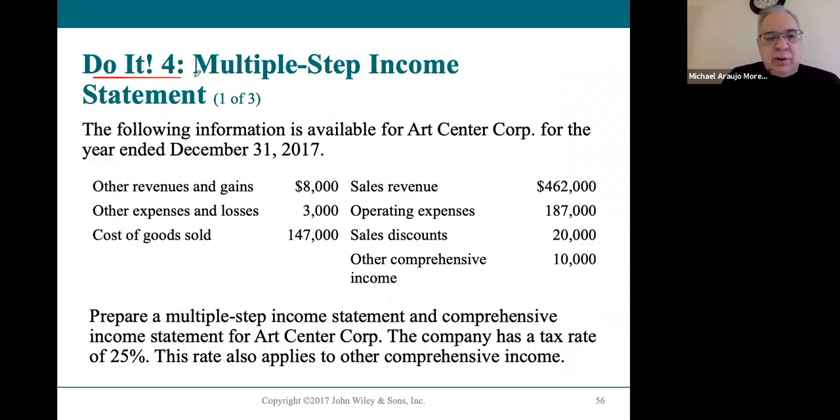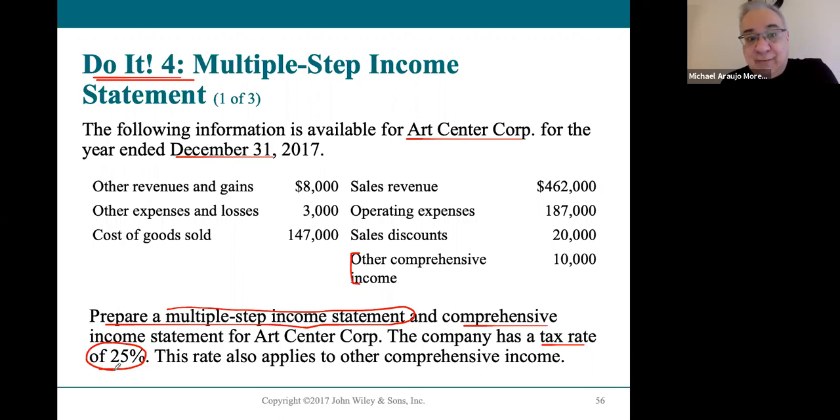Okay. So here's your do it exercise number 4 on the multi-step income statement. The company is Art Center Corporation. The year ending is December 31st of 2017. And here are all your numbers. And they're going to ask you to prepare a multi-step income statement. That's the most important thing. They're also going to ask you to add the comprehensive income. Okay, so you're going to add that later. However, the company has a tax rate of 25%. So once you actually do figure out what the actual profit is, you have to do an income tax expense. Okay. And it tells you that this rate is also true for this comprehensive income later on. So again, the focus is the multi-step.